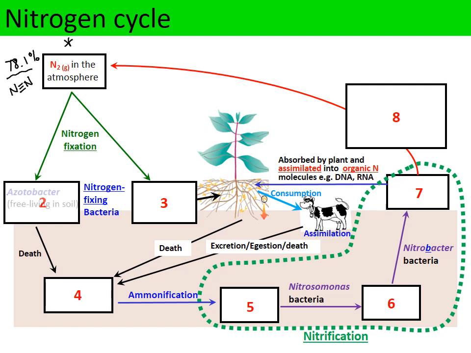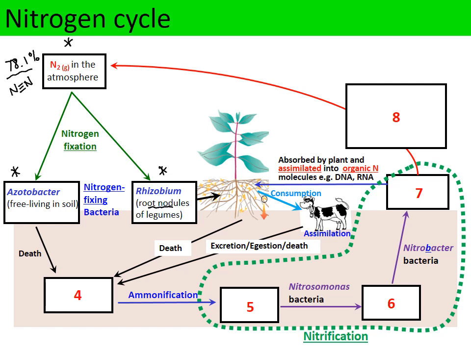Now the next step is number 2 and number 3. So there are 2 types of bacteria. Azotobacter on the left hand side here is a free living bacterium that lives in the soil, and Rhizobium on the right hand side here is a bacterium that lives inside little nodules on the roots of legume plants. And the bacteria divide by binary fission and they live within these little root nodules attached to the root system of the legume plants.